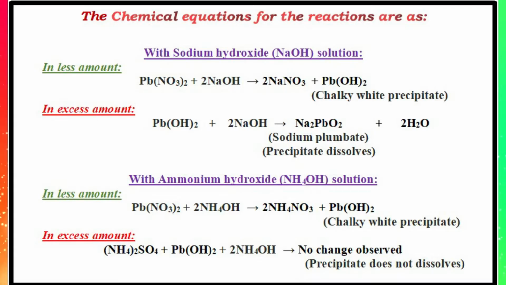The chemical equations for the reactions are: with sodium hydroxide in less amount, Pb(NO3)2 plus 2NaOH gives 2NaNO3 plus Pb(OH)2. In excess amount, Pb(OH)2 plus 2NaOH gives Na2PbO2 plus 2H2O. With ammonium hydroxide in less amount, Pb(NO3)2 plus 2NH4OH gives 2NH4NO3 plus Pb(OH)2, and in excess amount there is no change.